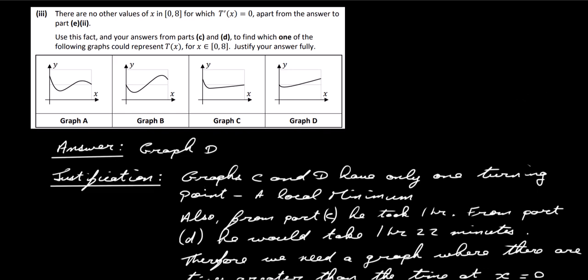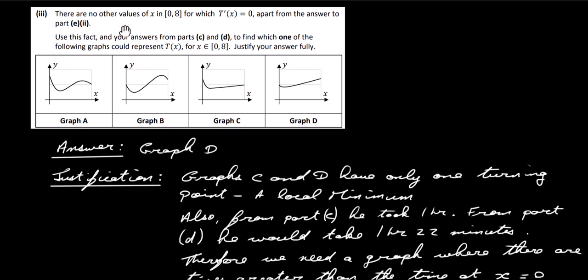There are no other values of x in the interval 0 to 8 for which t prime x is equal to 0, apart from the answer to part E2. Use this fact and your answers from parts C and D to find which one of the following graphs could represent t of x for x is an element of the interval 0 to 8. Justify your answer fully. So I'm saying the answer is D here, and I'm giving a reason here. I've written it out already.